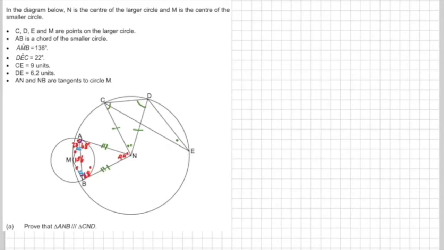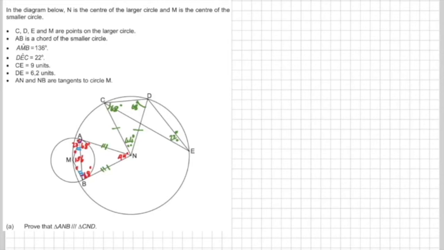Now, to go back to the green part, so the bigger circle, I'm now going to look at angle DEC. Now, angle DEC is 22 degrees. This means that angle CND is 44 degrees. I'm going to repeat the exact same process as I did in the small triangle, and I can find that angle CDN is 68, as well as angle NCD 68 degrees because of interior angles of a triangle.